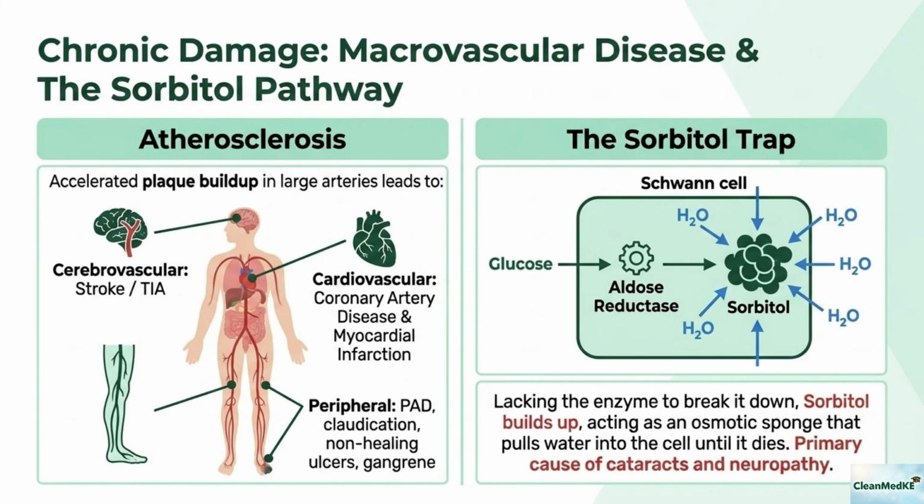Diabetes also accelerates macrovascular disease, causing atherosclerosis in large arteries, leading to strokes, heart attacks, and peripheral artery disease with non-healing ulcers. Behind this cell damage is the sorbitol trap. Cells convert excess glucose into sorbitol, but because certain tissues lack the enzyme to break it down, sorbitol acts as an osmotic sponge, swelling and killing cells, which causes cataracts and neuropathy.